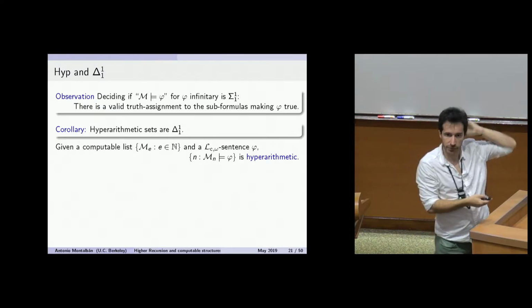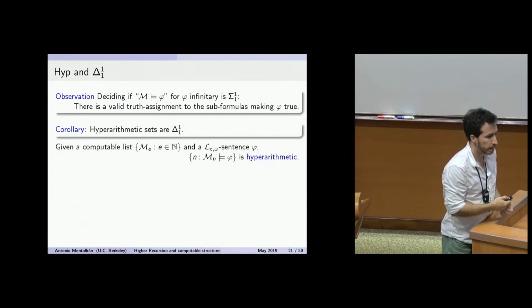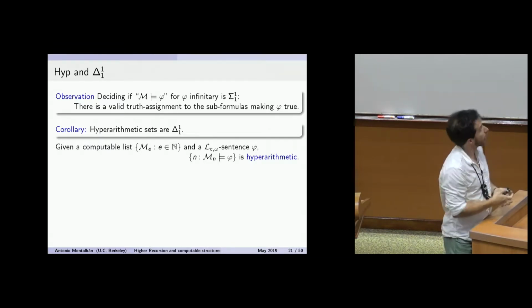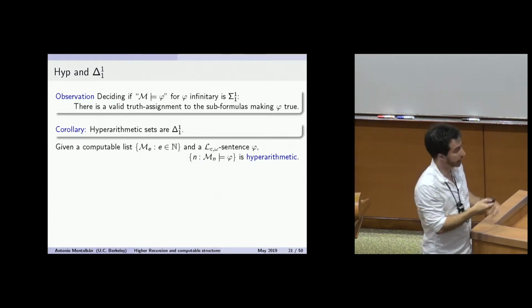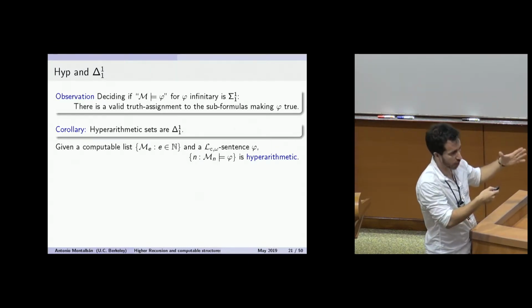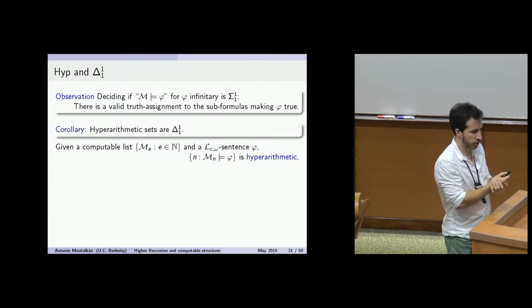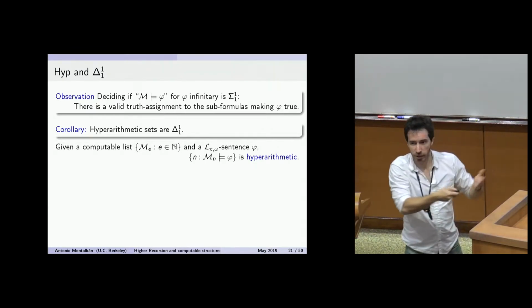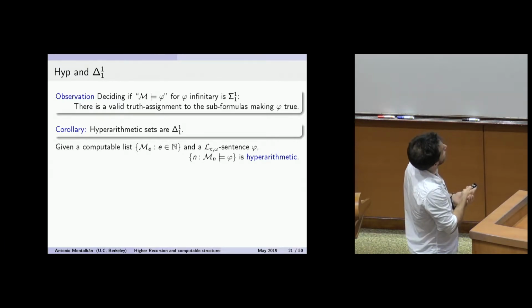Yeah? Well, from the definition, yes. So all these structures are in the same language, and it's a computable list of computable structures. So you have a computable uniform list of computable structures, all in the same language. So then the transformation, asking whether it's true in the natural numbers, is the same, and you get that it is hyperarithmetic.